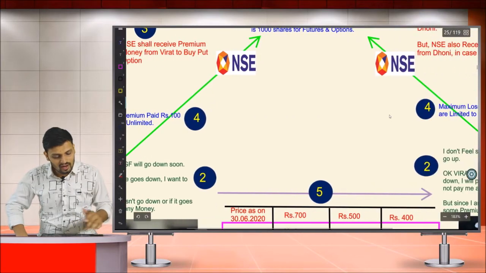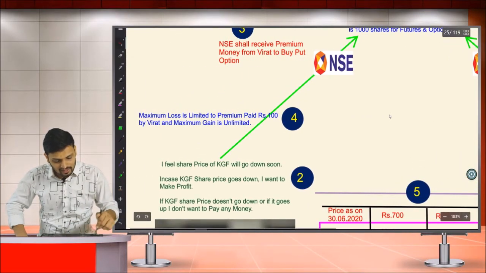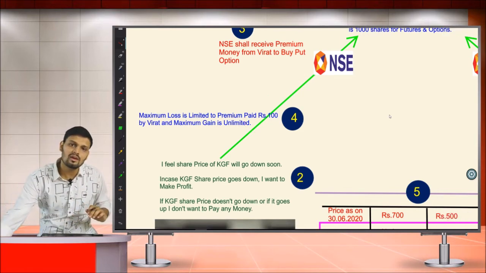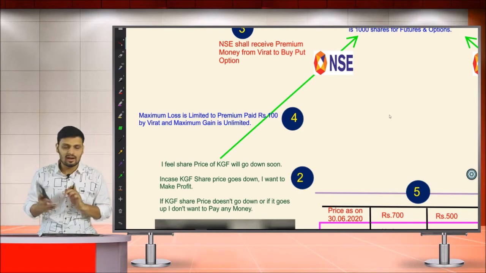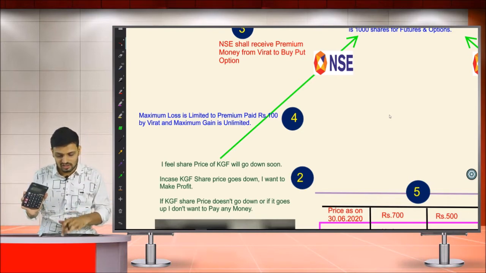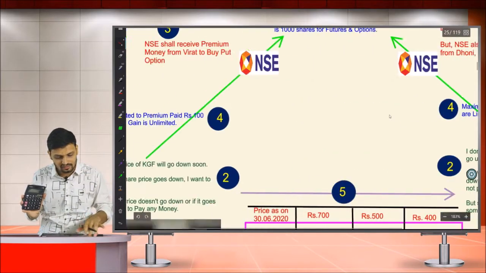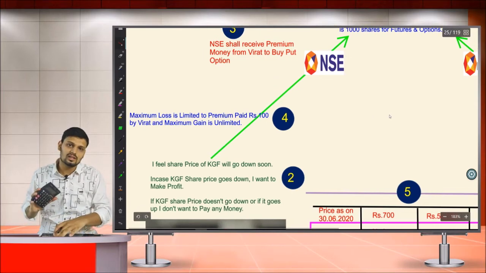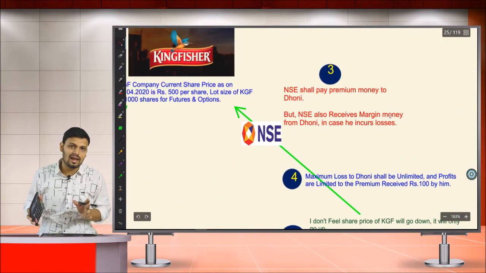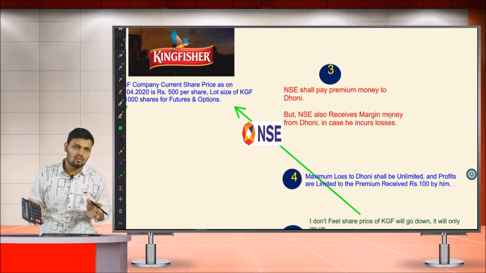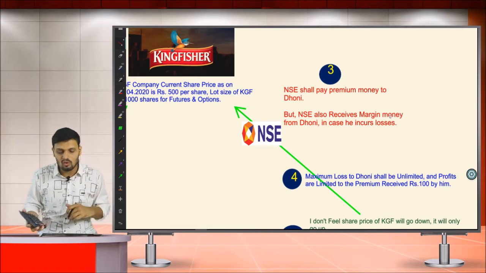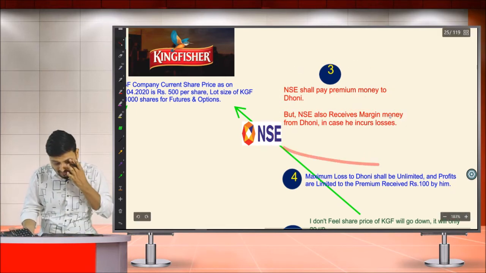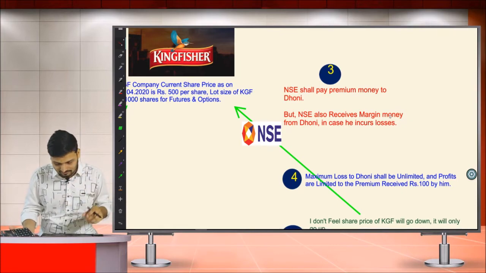So what is the maximum loss for Virat? 100 rupees of premium paid, right? Per share it is 100. For 1000 shares, it will be 1 lakh. Hey, this 100 is not for 1000 shares, this is per share. Same way earlier also it was per share. So he will have to pay a total premium of 1 lakh. This is just for understanding the base. Generally no one pays 1 lakh of premium. I will show you all of that practically, then only you will be able to understand. Dhoni will receive this 1 lakh of premium, and let's say margin money he will have to pay is around 1.5 lakhs.